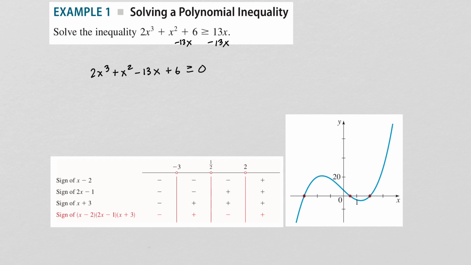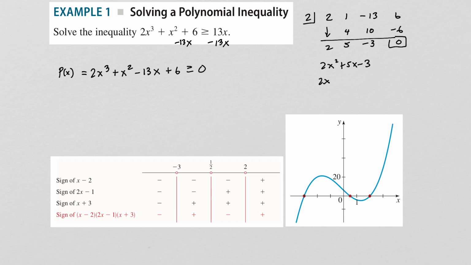Now the next thing I want to do is treat this like a polynomial function, let's say p of x, and factor this polynomial function. To factor it, of course, we could use synthetic division, for example. I'm going to speed up the process a little bit, but it turns out that 2 is one of the zeros, so I'll just show that here. And then, of course, we have 2x squared plus 5x minus 3.